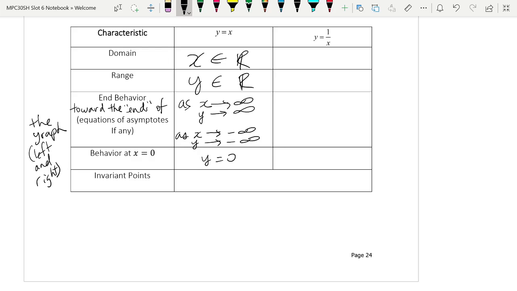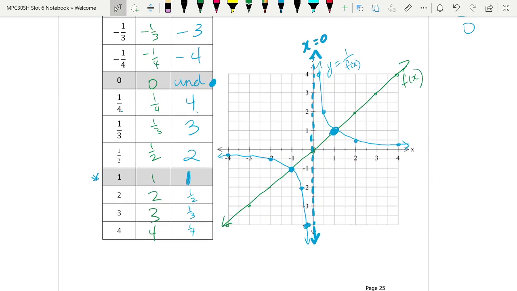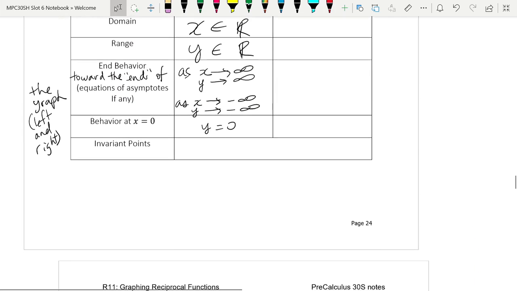And what are my invariant points that are shared by both? Well, we already kind of know, right? Where are the 2 points where these two graphs meet? They happen to be 1, 1 and -1, -1. So 1, 1 and -1, -1 are my invariant points.